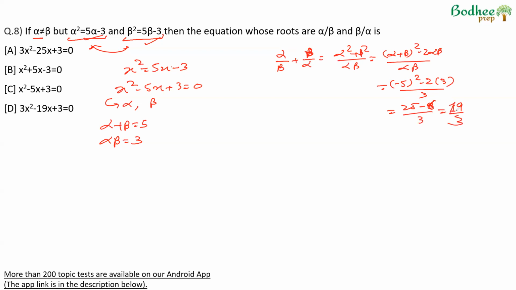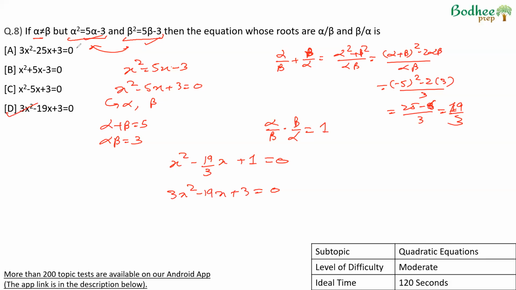So the sum of the roots of the new equation is 19 by 3. Product of roots will be alpha upon beta into beta upon alpha, beta beta cancel, alpha alpha cancel, 1. And therefore the quadratic equation will be x square minus sum of roots into x plus product of roots. So from here sum of roots is 19 by 3, product of roots will be 1. This becomes my new equation. Multiply by 3 to get the desired form as per the options, and therefore equation becomes 3x square minus 19x plus 3 is equal to 0.